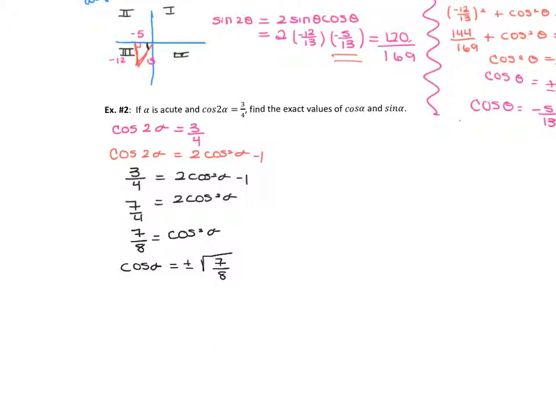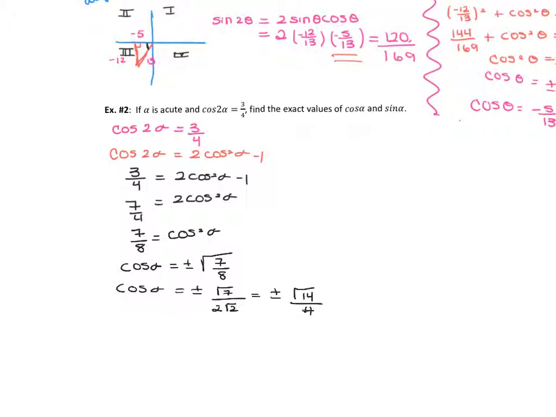Let's go ahead and simplify this. Cosine alpha is equal to plus or minus square root of 7 over square root of 8, which is 2 root 2. So this is equal to plus or minus square root of 14 over 4. Now we have to decide which one we take.